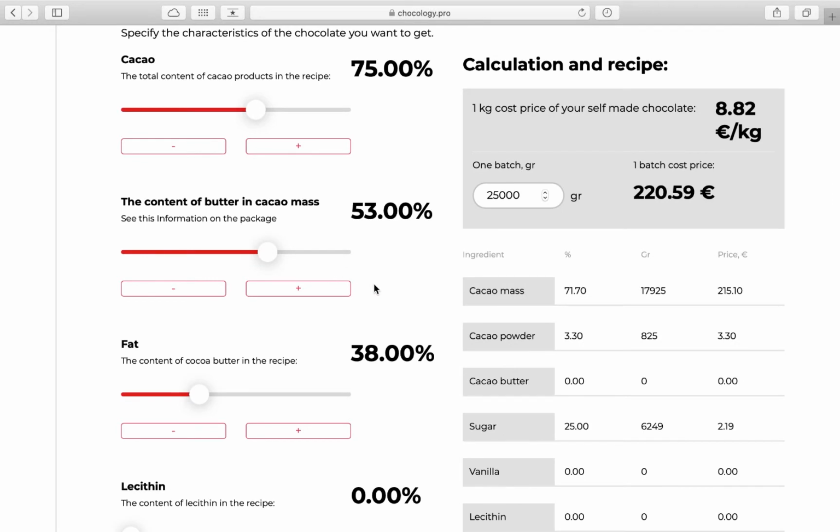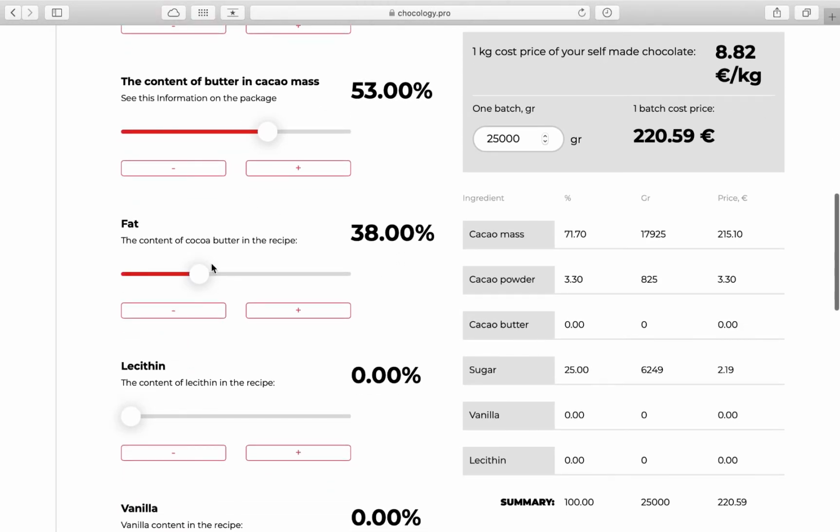The next parameter is the content of fat in the chocolate. The content of fat in dark chocolate is the content of cacao butter in the recipe. I'll put 37%, although I can put even less, for example 25%. But it's impossible to put it lower because chocolate will no longer have its necessary hardness, and it will be very hard to grind such chocolate in the melanger. You can put more if you need to prepare chocolate for the chocolate fountains. But we will fix it at 37%.